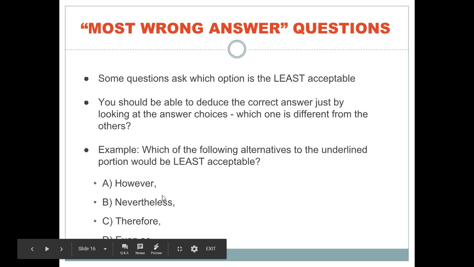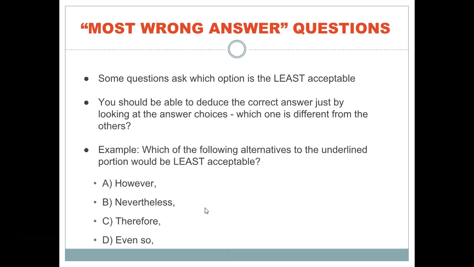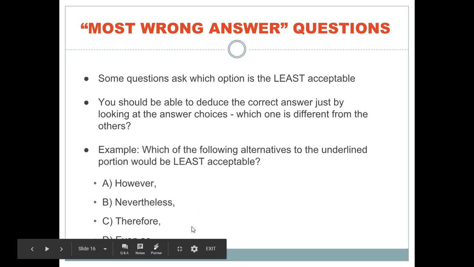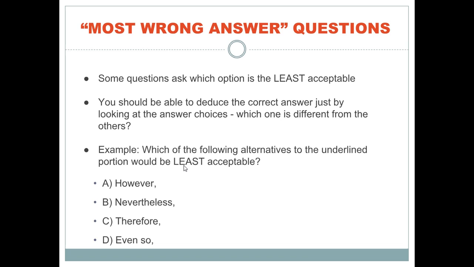However, nevertheless, and even so are negative words. They're indicating that the author is switching from one topic to another. Therefore is a cause and effect word. So we have 3 negative words and 1 cause and effect word. The odd man out is the cause and effect word, therefore, and so it's probably the least acceptable. And we can just choose C without even reading the passage.